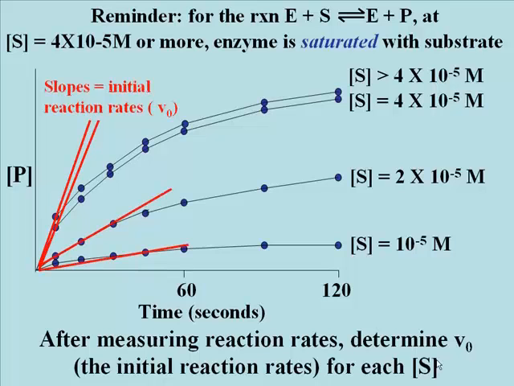In the next step, we're going to determine the initial reaction rate at each substrate concentration by finding the slope of each curve near the beginning of the reactions, as shown here. The slope of each curve, the rise over run, is in fact the initial reaction rate. In other words, the amount of product formed per unit time at the very start of each of these reactions.